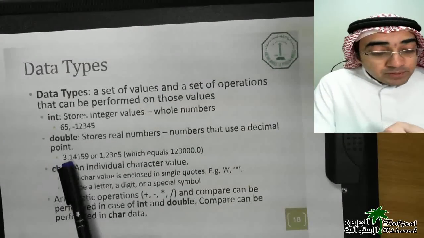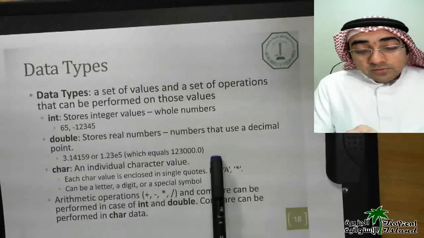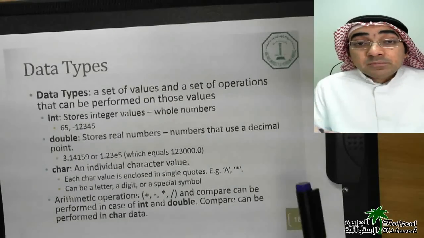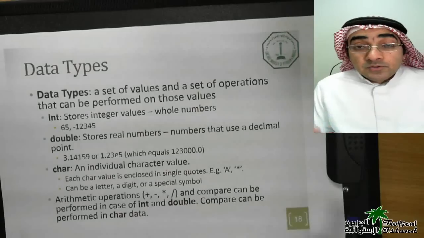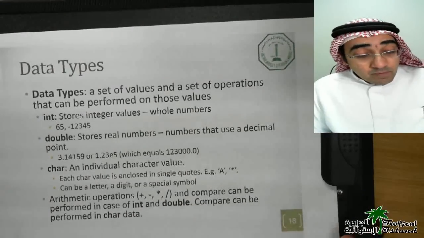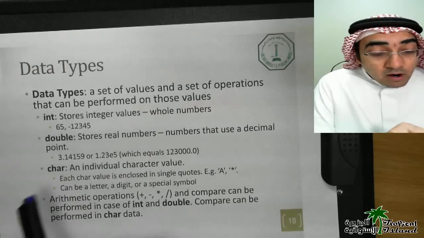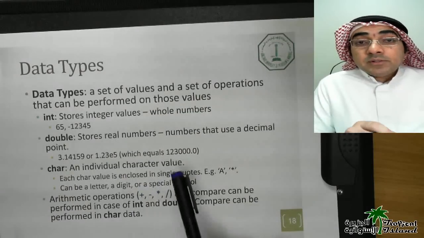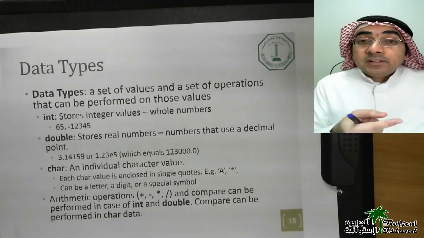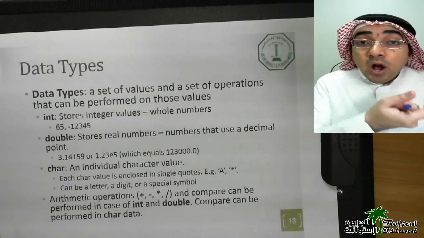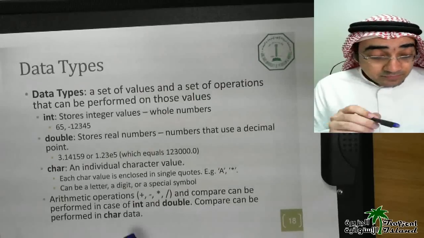Numbers that use a decimal point, 3.1415, 1.2 e to the power of 5, which is equivalent to this number, or any decimal point, okay? Now the double includes the integer, as you know in mathematics. Okay, a char, C-H-A-R, char. A char is an individual character value, okay? So if you want to store a single character, you can define a variable of type char, and you can actually assign to it a value of a letter, okay?